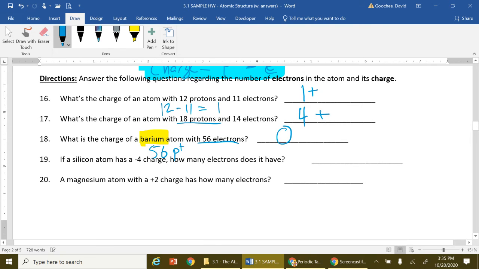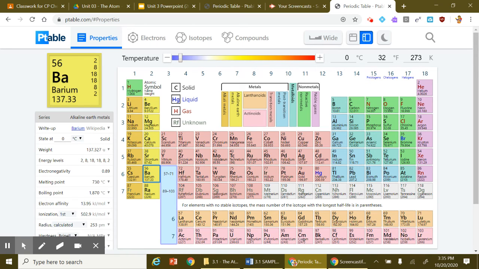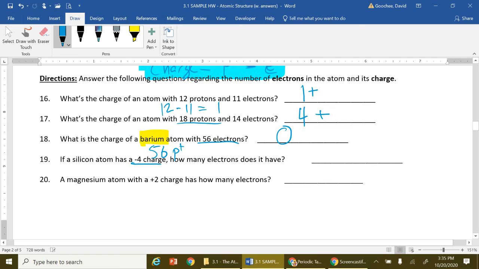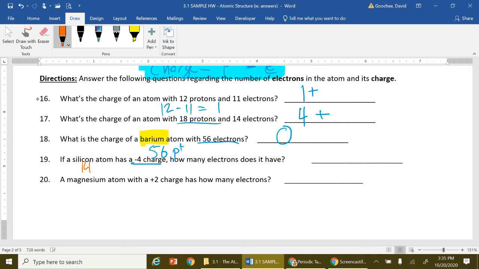If a silicon atom has a 4 minus charge, how many electrons does it have? Okay, this is kind of tricky. Silicon, let's go look at silicon first. Silicon, Si, is element 14. So this guy has 14 protons. Now I want you to think about this. There's 2 ways to solve this problem.